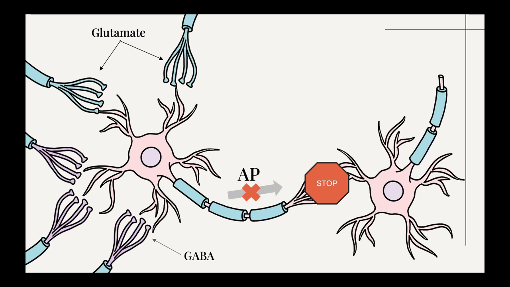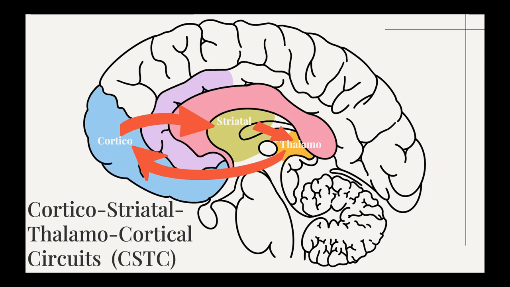Now, in our brain, we have a variety of neurons, but we will focus on the two neurons we mentioned, GABAergic and glutamatergic neurons. These two neurons are part of circuits that connect different parts of our brain together. One of the major circuits is called the cortical striatal thalamocortical circuit, or CSTC circuit. We will explain the circuit in more detail later in the video, so stay tuned.